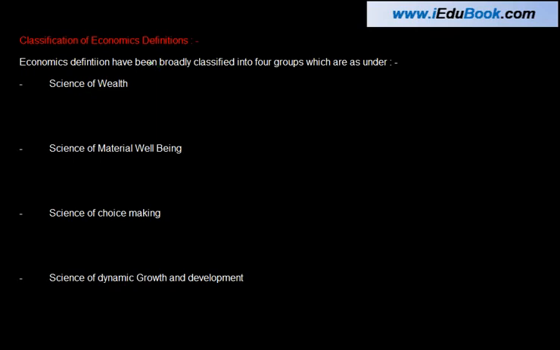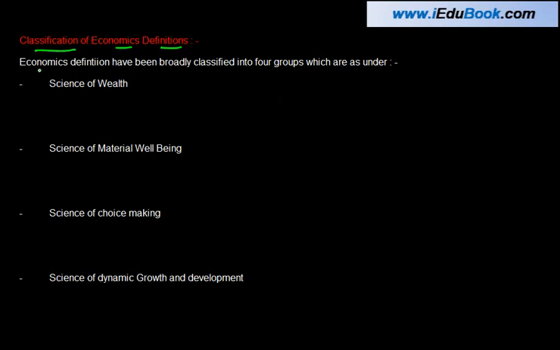Let us understand the classification of economics definitions. Various economists have, over a period of time, which actually is more than 200 years, since 1776, when Professor Adam Smith, also known as the father of economics, promulgated the idea of economics. But all these definitions, over a period of time, can broadly be classified into 4 groups.